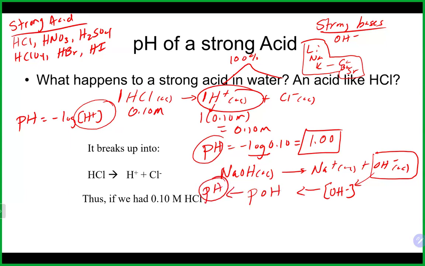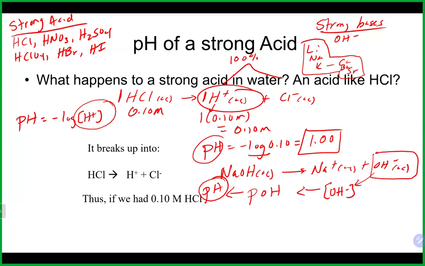So here with a strong base, because it's also going to 100% break apart, you can figure out the hydroxide concentration. You could calculate the pOH and then subtract 14 and get yourself to the pH. So you could do this with a strong base or a strong acid. In either case, you could actually calculate the pH of those solutions.